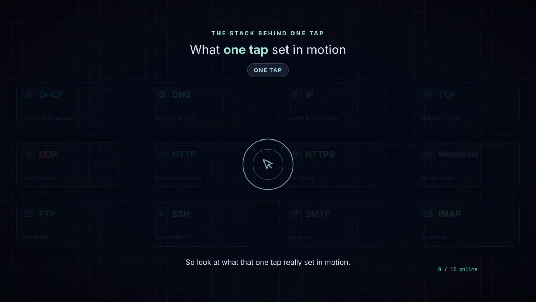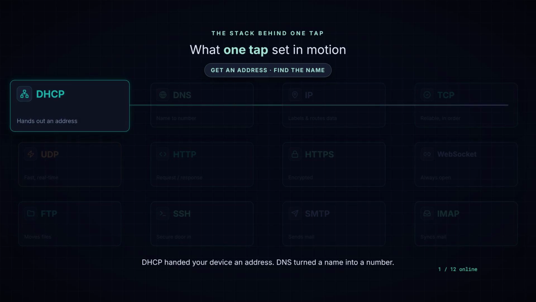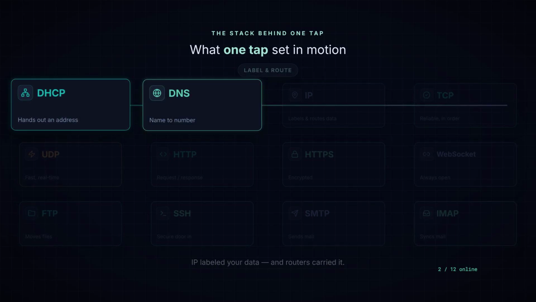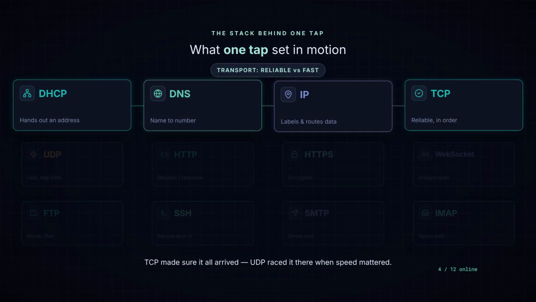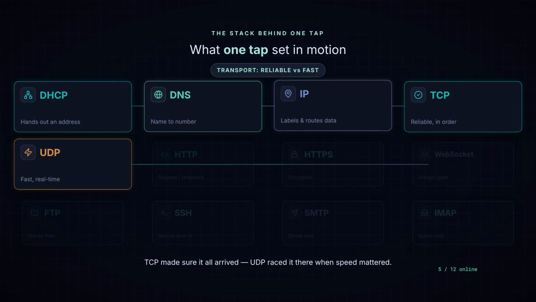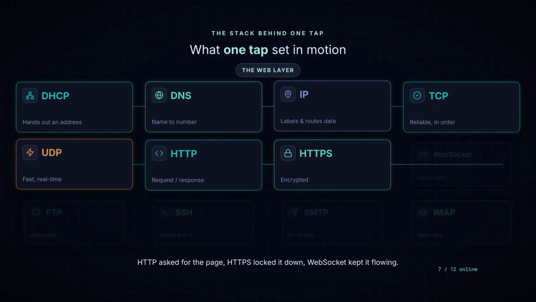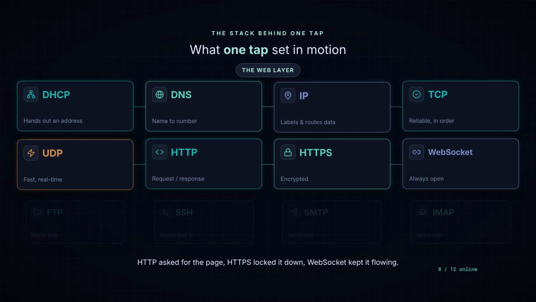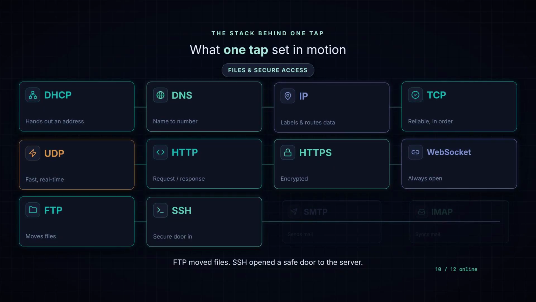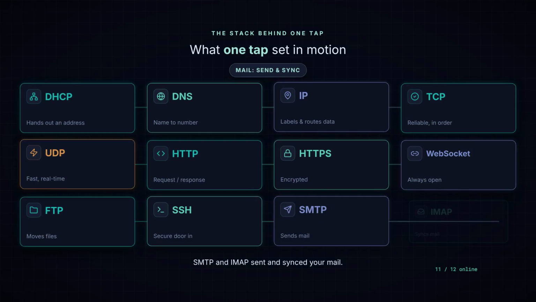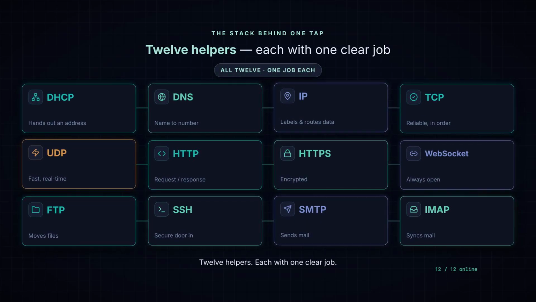So look at what that one tap really set in motion. DHCP handed your device an address. DNS turned a name into a number. IP labeled your data and routers carried it. TCP made sure it all arrived, or UDP raced it there when speed mattered more. HTTP asked for the page, HTTPS locked it down, and WebSocket kept the live parts flowing. FTP moved files, SSH opened a safe door to the server, while SMTP and IMAP sent and synced your mail. 12 helpers, each with one clear job.